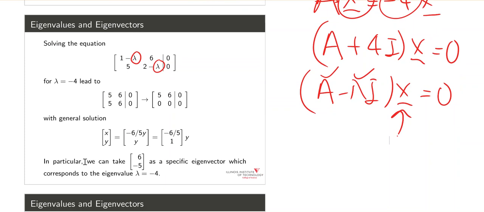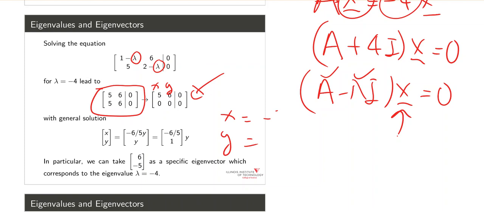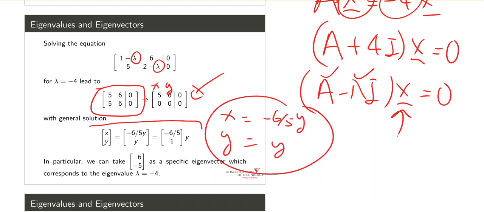We get the augmented matrix that looks like this, which will row reduce to this. This is perfectly normal because we want non-zero solutions, so we want the matrix to be non-invertible. So you must have a row of 0. Everything makes sense. Here, this is your x and y, and you try to solve for x and y. Again, this is what we learned a long time ago. So x is -6/5 y, and y is y, the free variable. So you get (x, y) equal to y times (-6/5, 1), factoring out the y.